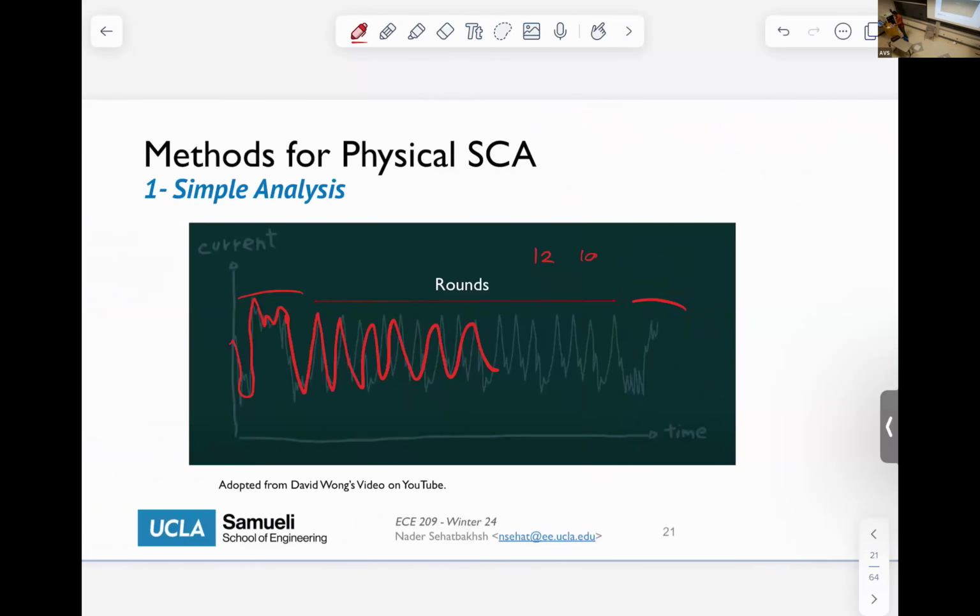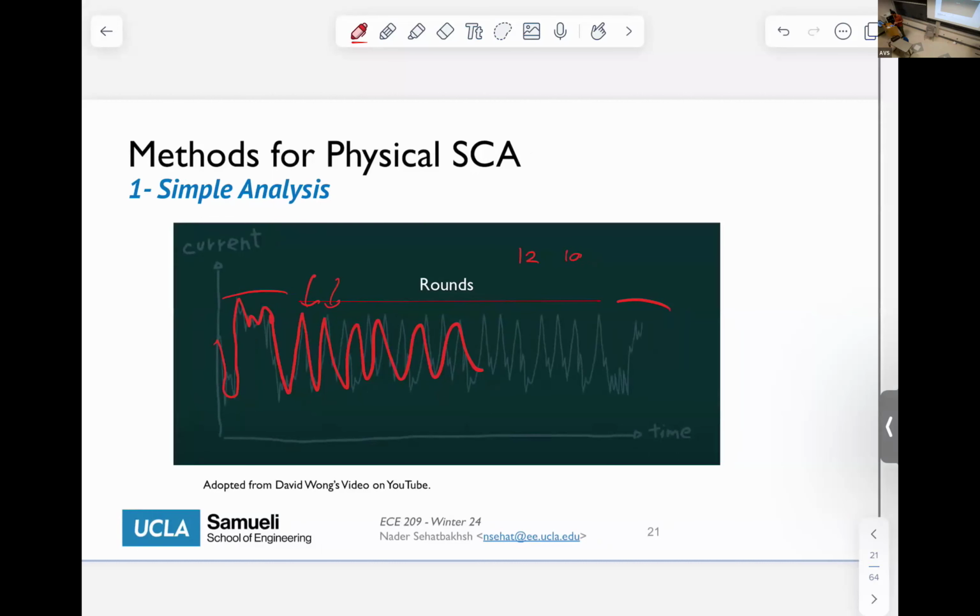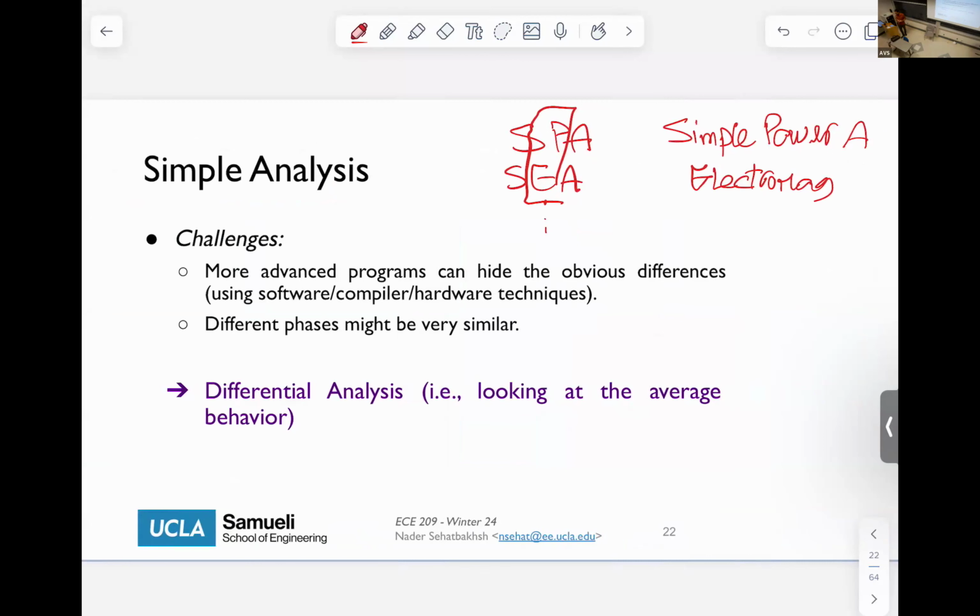So for example, I can make this part and this part a little bit more similar. Or if you look at this particular figure, you see that since AES repeats the exact same things 10 times or 12 times, although I can count this number, there's no more information about what's going on within each round, because the exact same thing happens over and over. So simple analysis can give me some information, but from the attacker's perspective, this might not be enough. So there are more things that need to be done.